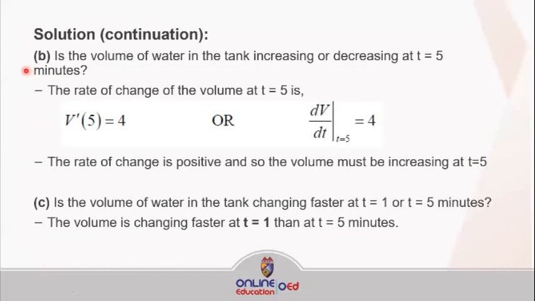And then next naman natin for the letter B, sabi natin, is the volume of water in the tank increasing or decreasing at t equals 5? So same lang yung gagawin natin. Magsasubstitute lang tayo ng value nitong t dun sa first derivative natin. For we have the V prime of 5, equivalent lang siya sa 4. And then dV over dt is 4 lang din. So same lang siya. The rate of change is positive and so the volume must be increasing. Ayan. Kung yung letter A natin is decreasing, yung B natin is increasing. Kasi kanina negative siya, yung value natin, and for this value naman is we have the positive naman which is yung 4 natin.